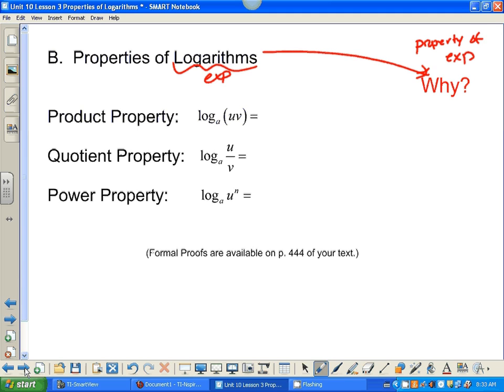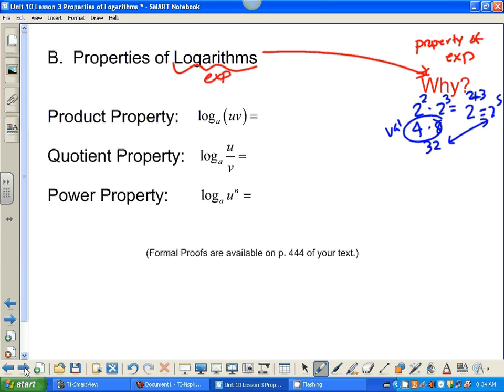So let's think about this. Let me give you a concrete example. If I do 2 squared times 2 to the third, this means the value of 4 times the value of 8, which gives me 32. Remember, these are values. It's kind of important. But if I use my properties of exponents, 2 squared times 2 to the third is 2 to the 2 plus 3. I add my exponents, which is 2 to the fifth, and those are equivalent.